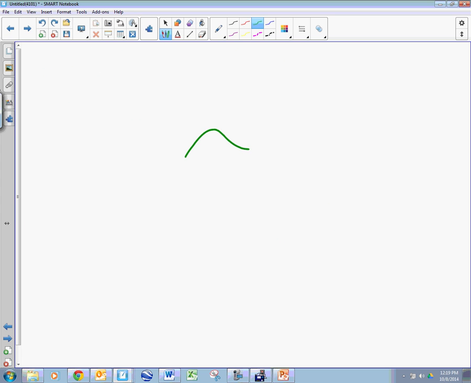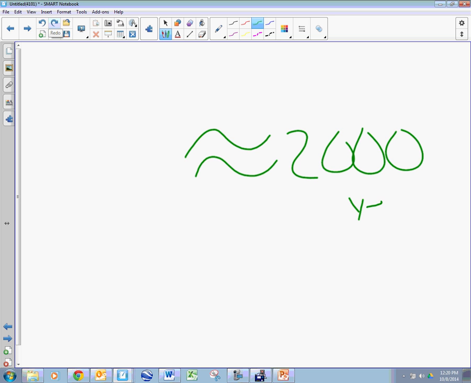This symbol means about. Are we okay with that? 2,000 years. Okay? So if it was 1600 and it was around 200 BC that Archimedes was around, so we'll give a negative sign to that one.